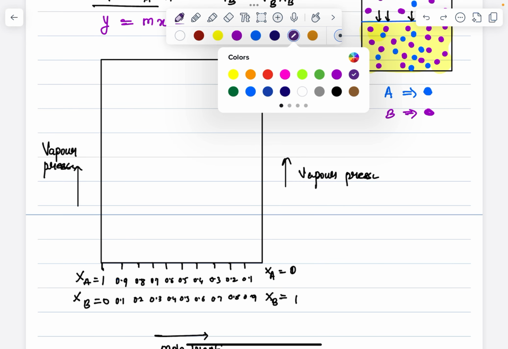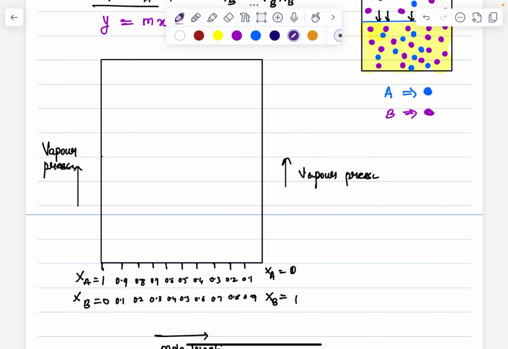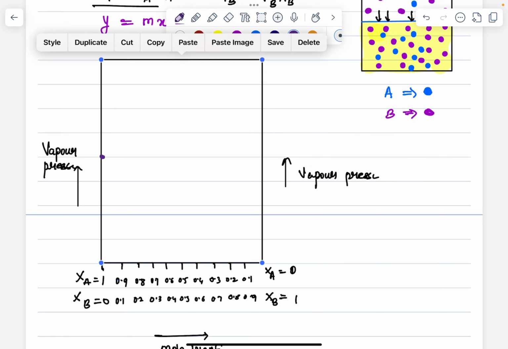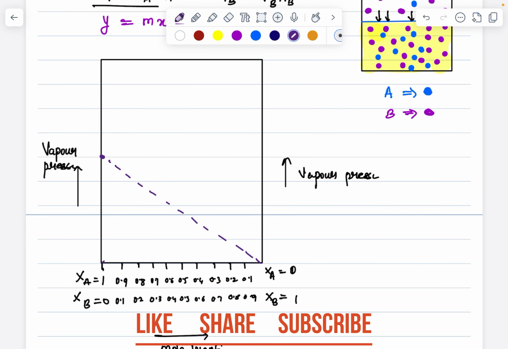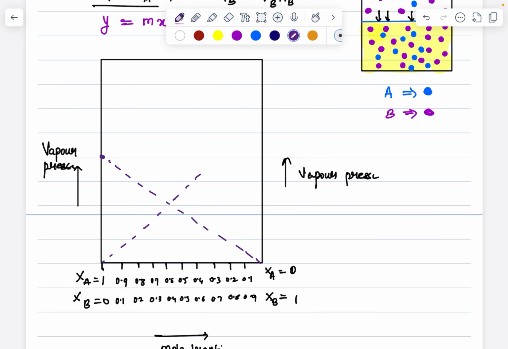Let's say this is the highest vapor pressure of the XA. It will fall. It will keep on falling. Why will it keep on falling? Because its mole fraction is decreasing, and the mole fraction of the B is increasing, so its vapor pressure is going to increase. It will keep on increasing.